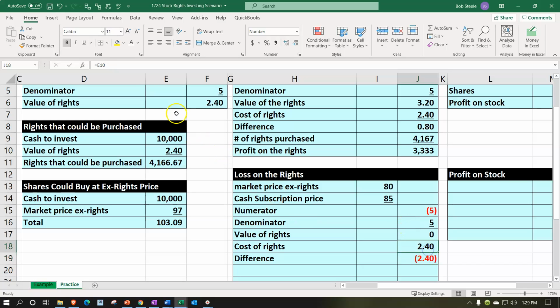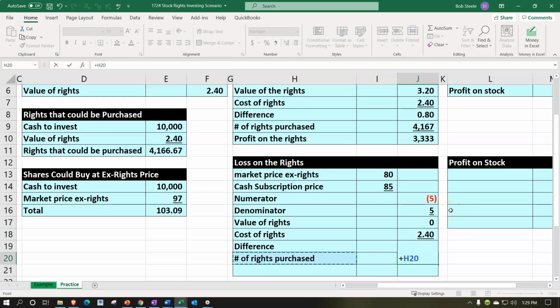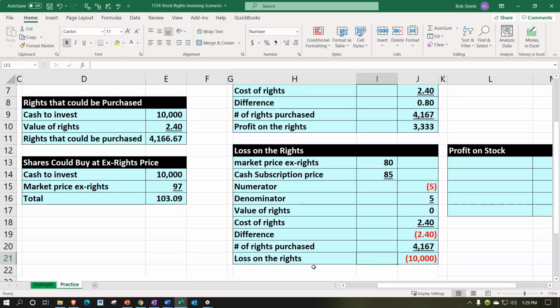Let's underline this one, font group and underline. And then we've got the number of rights that we have. So we lost that 2.4 times the 4166 about. Going to the font group and underlining, that's going to be our loss in this case. This will be the loss on the rights, and that's going to be equal to the 2.4 times that 4167. There's our 10,000, of course.